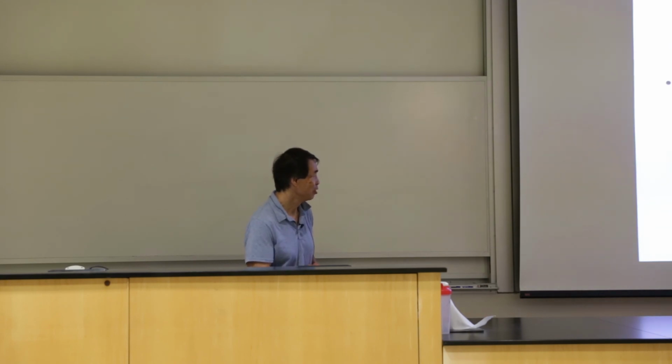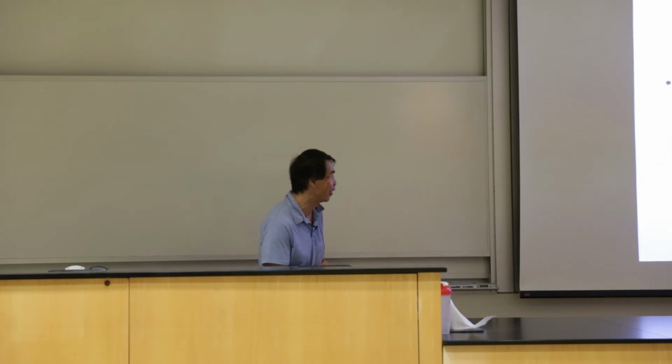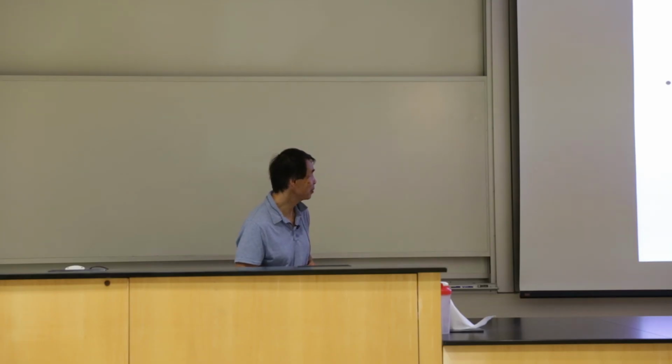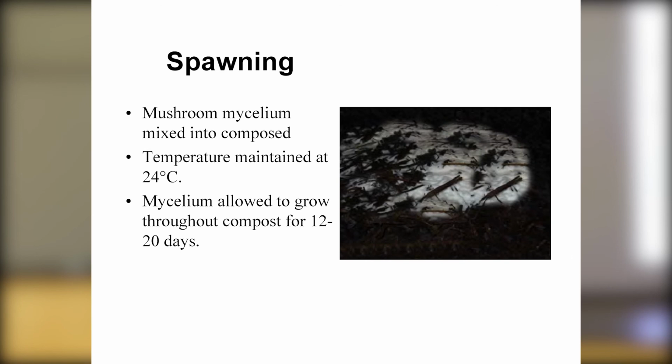If you don't want to do that, you can just buy it from the store. Here it is, they usually grow it on wheat berry. Here's the uninoculated. They have these polypropylene bags, they sterilize the grain in there, and they inoculate it. You can see that this is white from the mycelium, from the mushroom spawn, from the Agaricus. So here it is. The spawn has now grown throughout the entire compost.